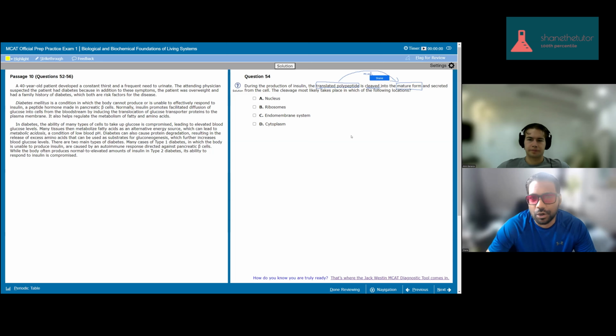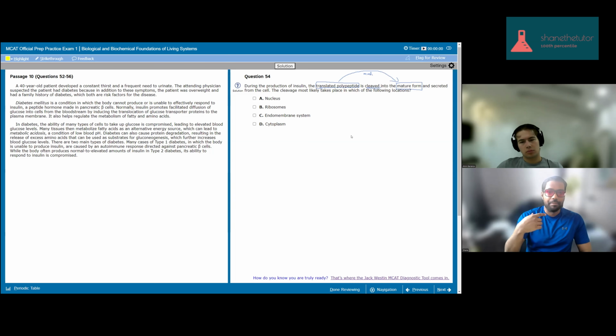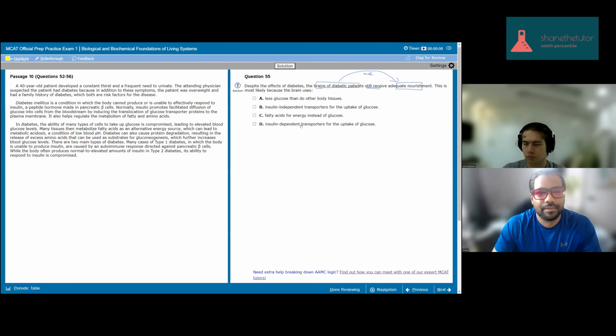So we have a translated polypeptide, and we must do something to turn it into its mature form, which means that we must modify it after it's been translated. And that happens in that endomembrane system. So it's a post-translational modification, meaning after translation.